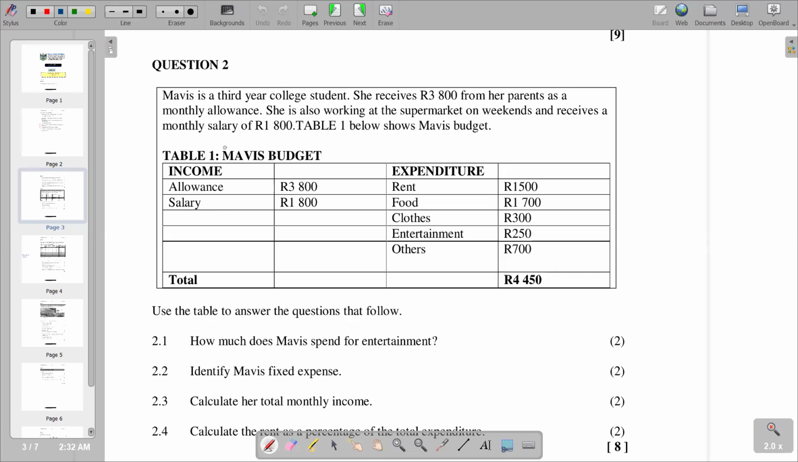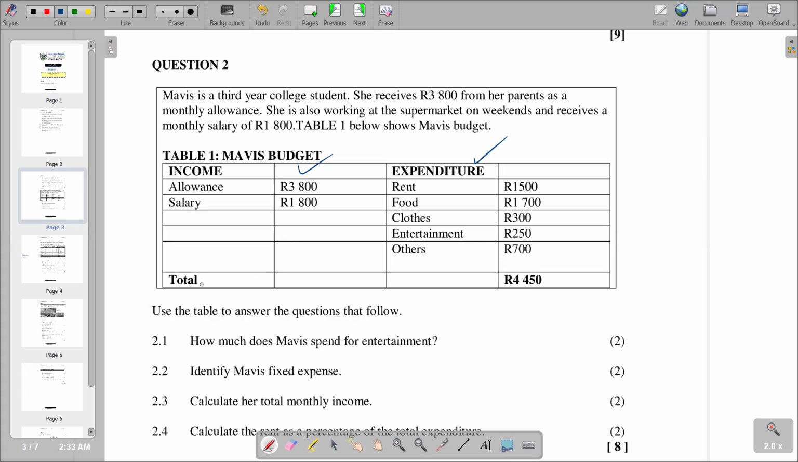Our question 2 reads: Mavis is a third-year college student. She receives 3,800 rands from her parents as a monthly allowance. She is also working at the supermarket on weekends and receives a monthly salary of 1,800 rands. Table 1 below shows Mavis' budget. So you are given table 1, Mavis' budget, whereby we have a section for income and also a section for expenditure. We have a total of 4,450 rands.